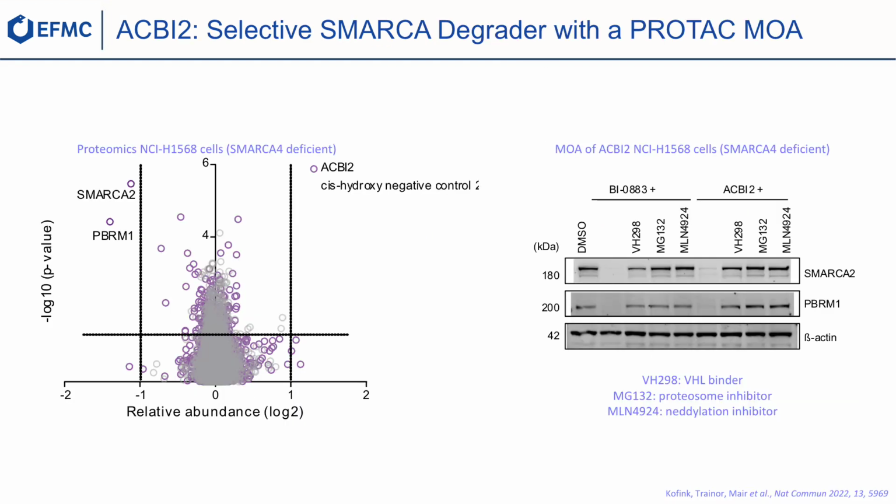As always in our programs, we check for selectivity and off-target effects by proteomic analysis. Here, ACBI2 shows a similar selectivity towards SMARCA2 and PBRM1. PROTAC mechanism of action is also confirmed through the use of E3 ligase, proteasome, and neddylation inhibitors. Here we can see that when cells are treated with the PROTAC, we remove the SMARCA and PBRM1 proteins, though when co-dosed with the respective inhibitors, the PROTAC mechanism of action cannot proceed, and so these proteins are left untouched.